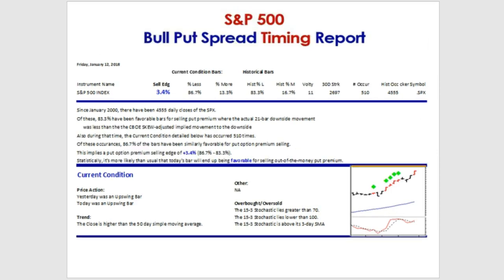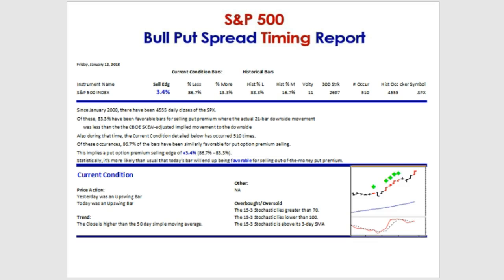Let's go to the bull put spread timing report. Again, this is for those that like to lean their condors a little long or their butterflies long, and we teach how to do that very well at Discover Options. This is really a helpful report for leaning bullish. As I said, since Jan of 2000, we've had 4,555 daily closes of the SPX.